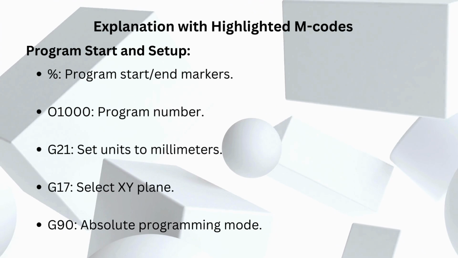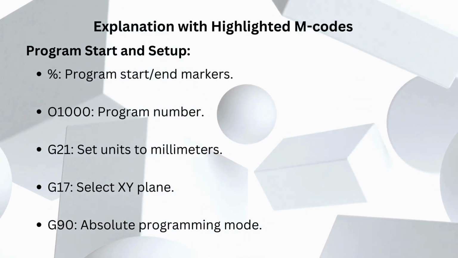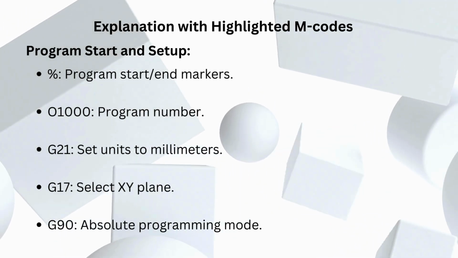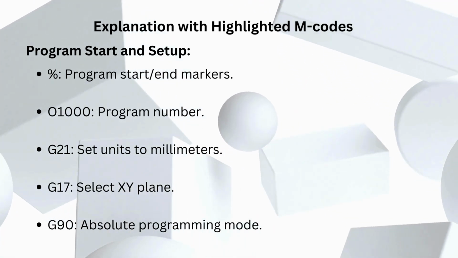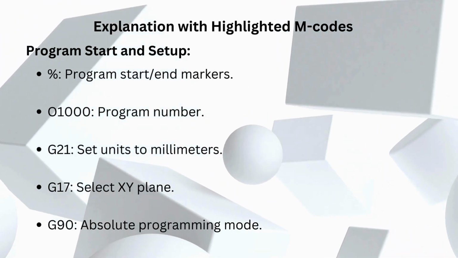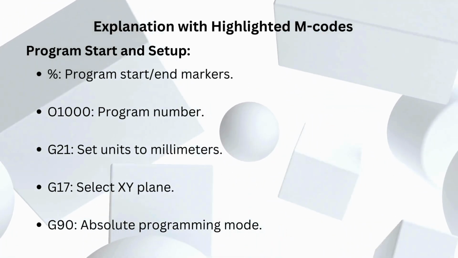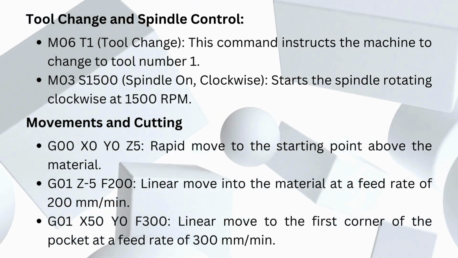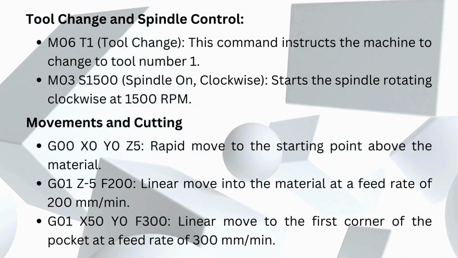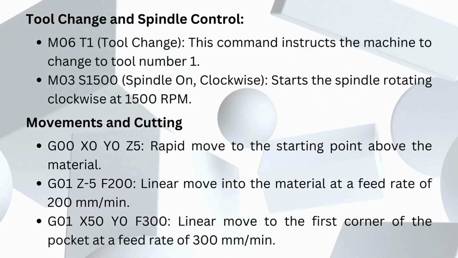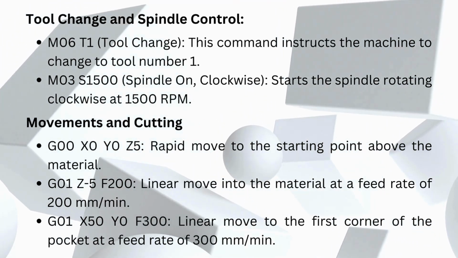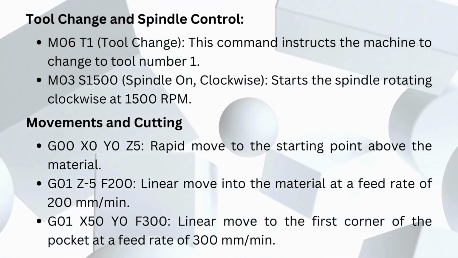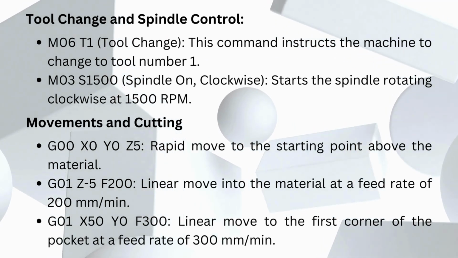Program start and setup. Percent, program start/end markers. O1000, program number. G21, set units to millimeters. G17, select XY plane. G90, absolute programming mode. Tool change and spindle control. M06T1, tool change. This command instructs the machine to change to tool number 1. M03S1500, spindle on, clockwise, starts the spindle rotating clockwise at 1500 RPM.